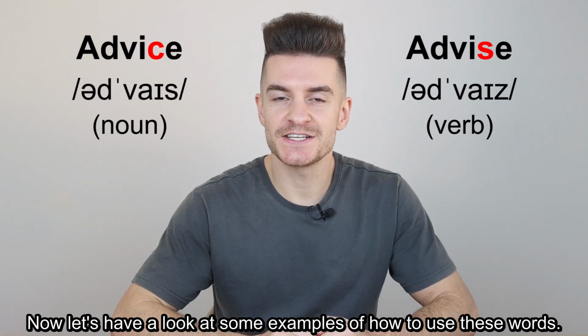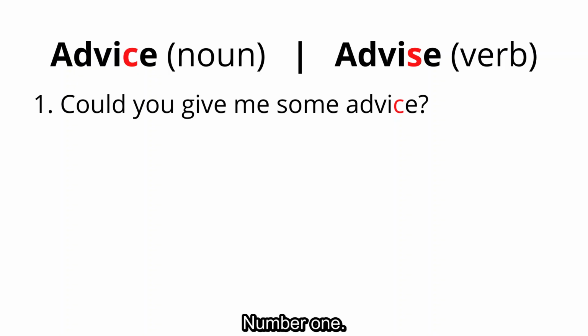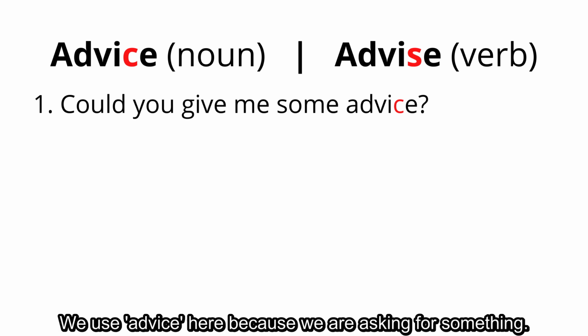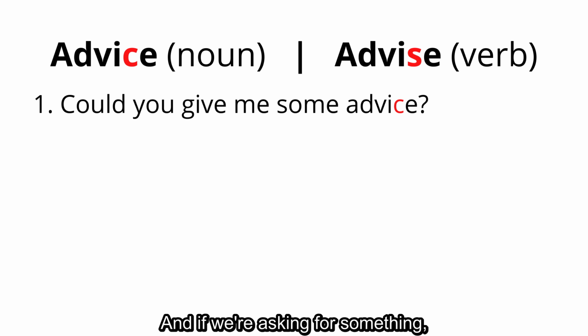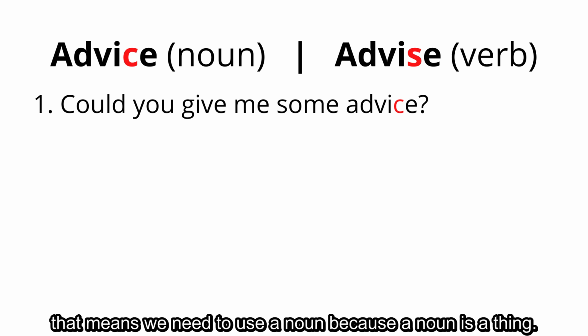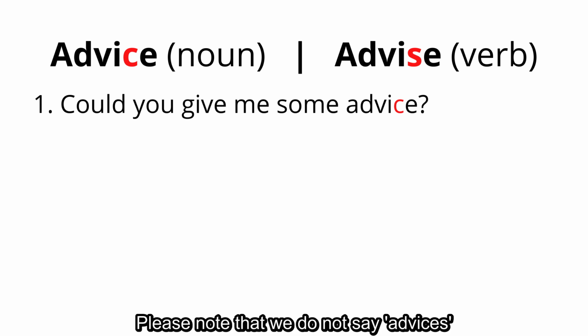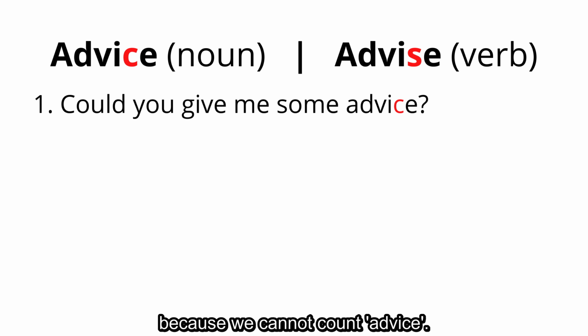Now let's have a look at some examples of how to use these words. Number 1, could you give me some advice? We use advice here because we are asking for something. And if we're asking for something, that means we need to use a noun because a noun is a thing. Please note that we do not say advices because we cannot count advice. Advice is an uncountable noun.